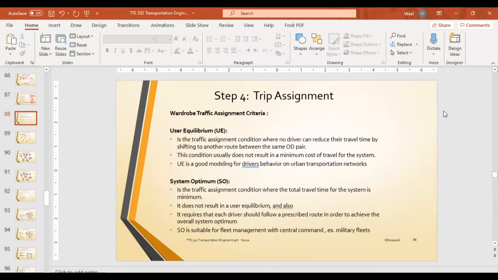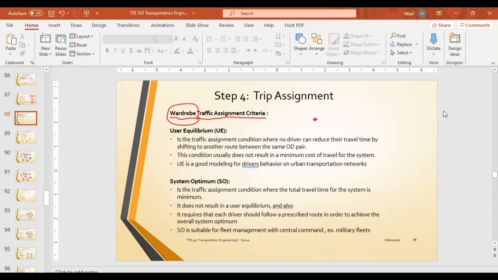There is something very important. There's another important point, which is the Wardrop traffic assignment criteria. When we assign traffic to networks, we have two criteria for assignment. These were suggested by Wardrop, a scientist in the early 40s and 50s. The first one is user equilibrium. What is user equilibrium? Basically, it's a traffic assignment condition where no driver can reduce their travel time by shifting to another route between the same OD pair.